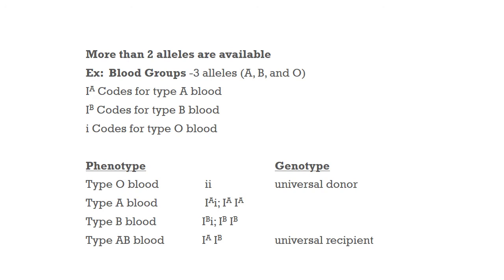So the symbol for A-type blood is going to be IA. The symbol for B will be IB, and then the symbol for O will be little i. Okay? There should be an O right there.